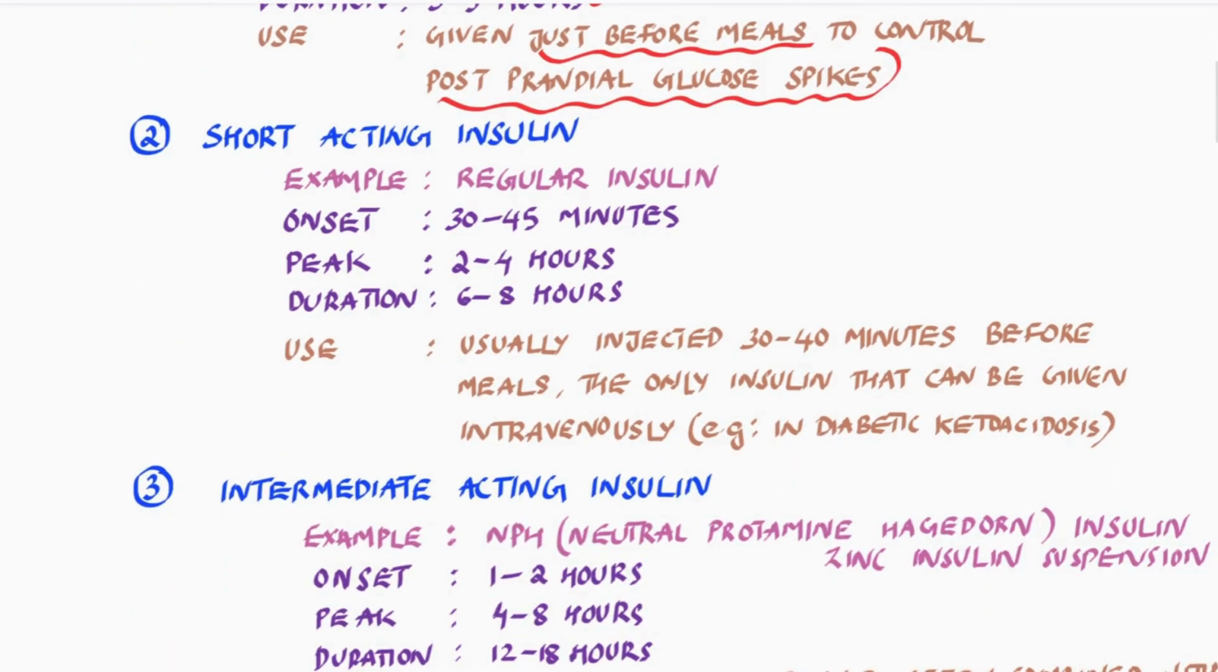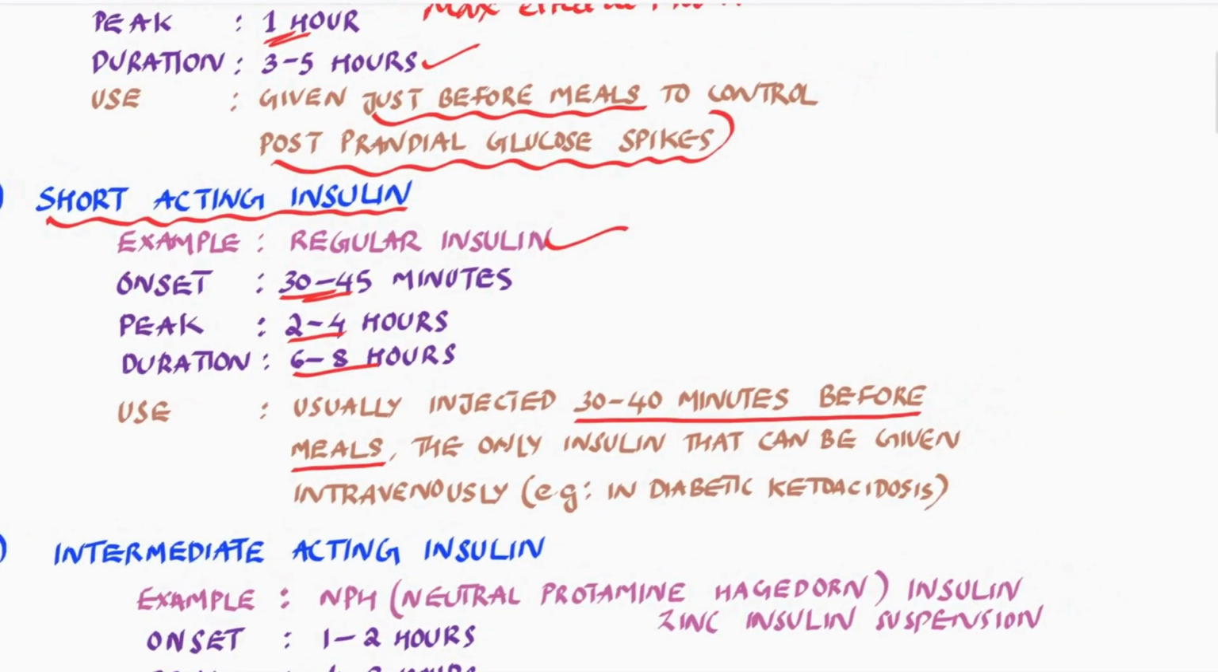So, the second type is the short acting insulin, also known as regular insulin. The onset is 30 to 45 minutes, peak in 2 to 4 hours, and its effect lasts up to 8 hours. Since it acts a bit slower than rapid acting insulin, it's usually injected about 30 to 40 minutes before a meal. The rapid acting insulin is injected just before meals, but here the short acting insulin needs to be injected 30 to 40 minutes prior to the meal to have its effect on postprandial glucose level.